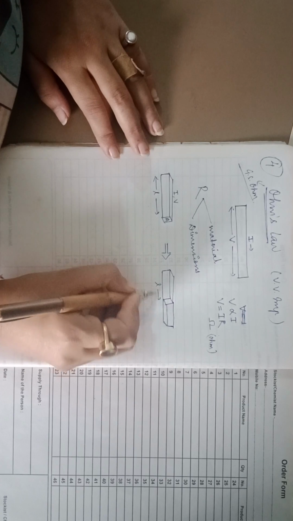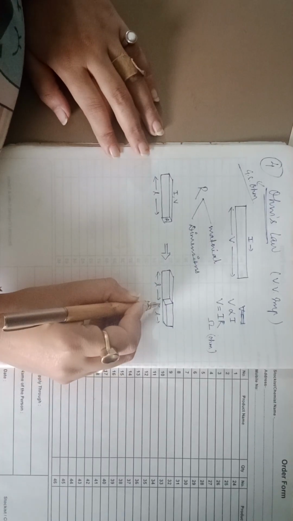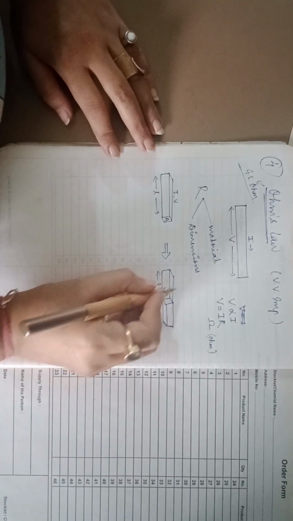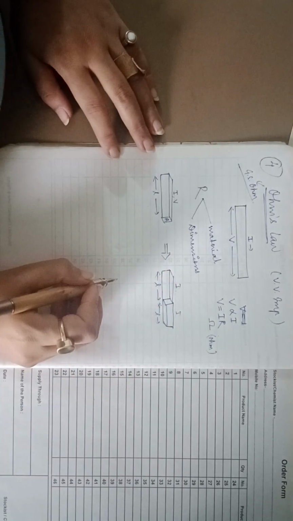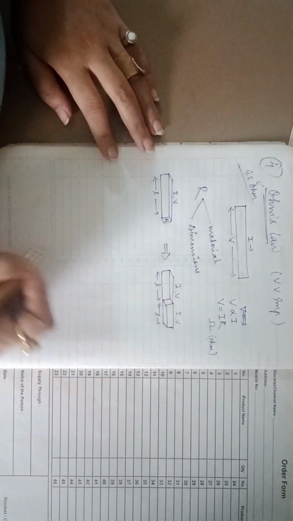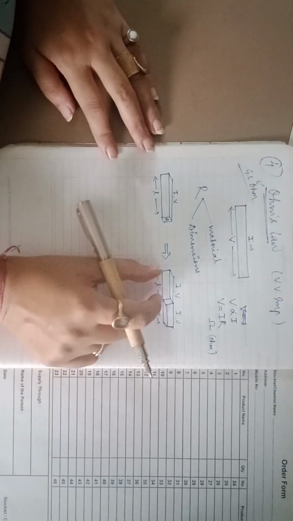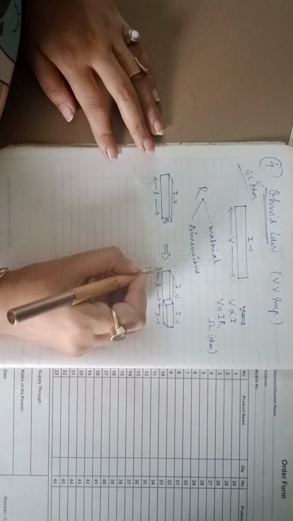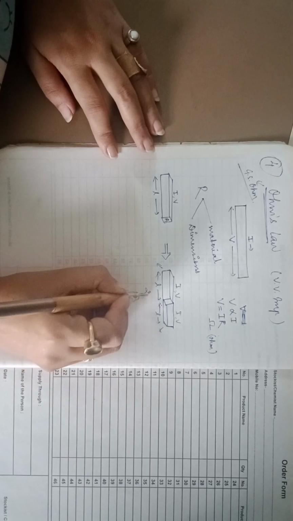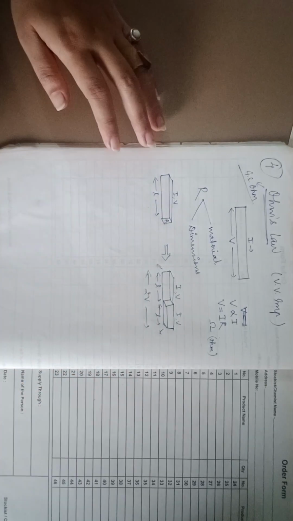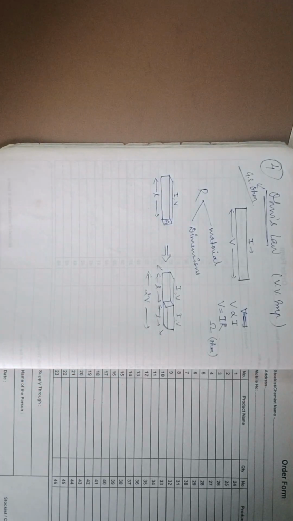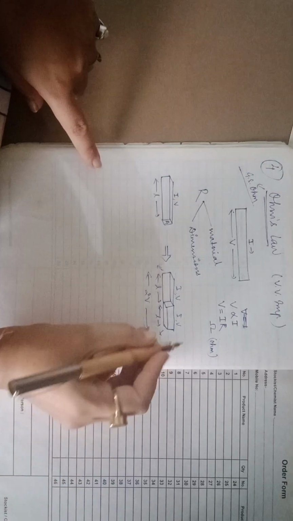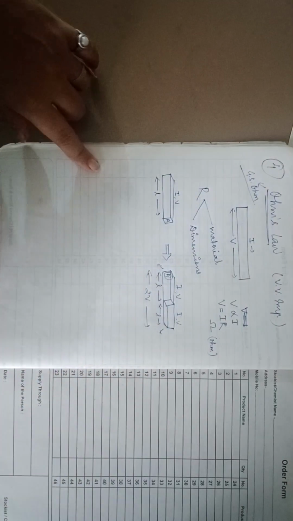So now L is double. I is the same. V in this and this are both the same, but from here to here the potential difference will be 2V, because now it has to do double the work. Area is the same, the cross-sectional area is the same, A.